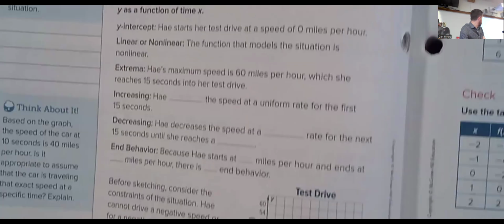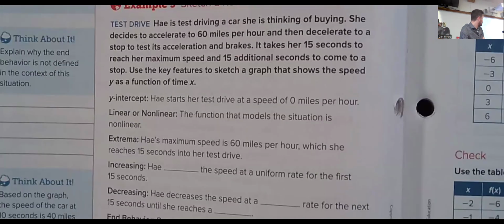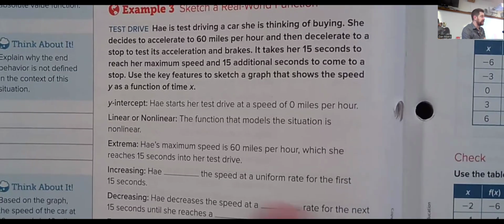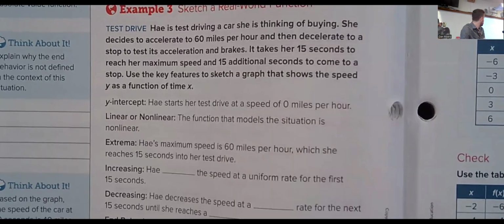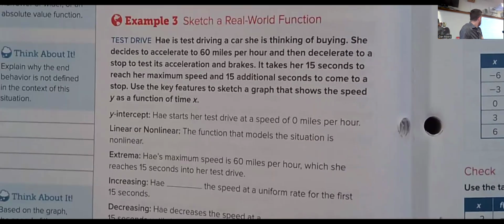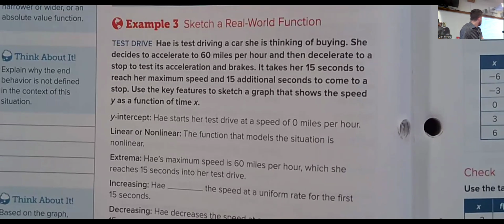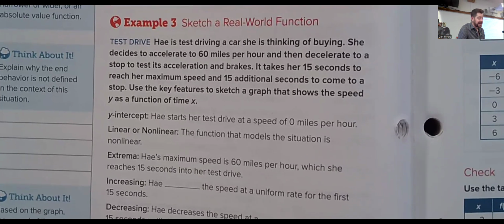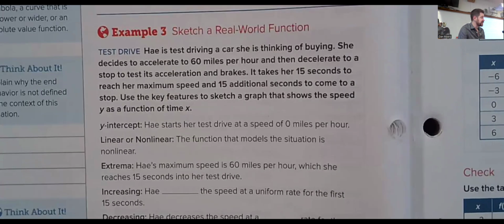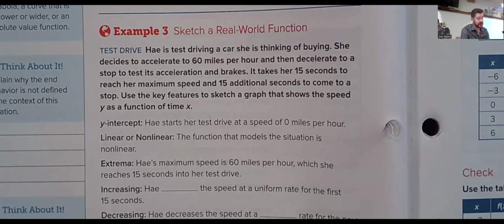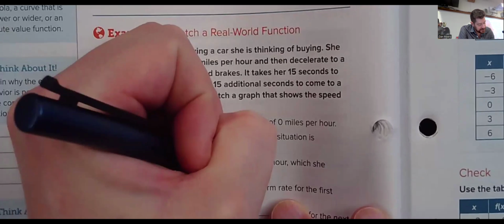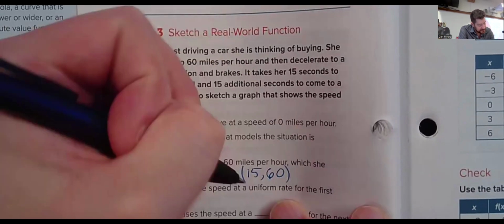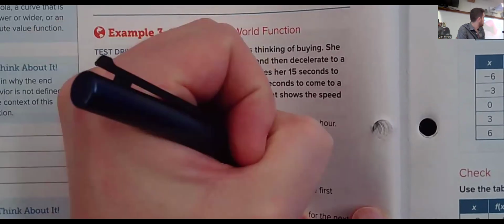Because she is increasing and decreasing her speed, it has to be a nonlinear function. The graph changes direction. It's not linear. If we're talking about extrema, the maximum speed that it speaks about is 60 miles an hour, which happens at 15 seconds into the test drive. It takes her 15 seconds to reach her maximum speed. So if we want to, we can just say 15, 60. That's the maximum.